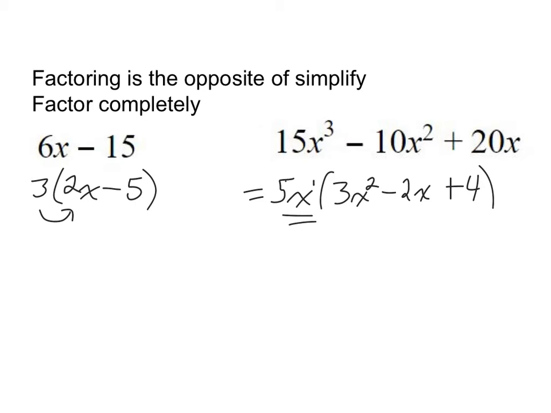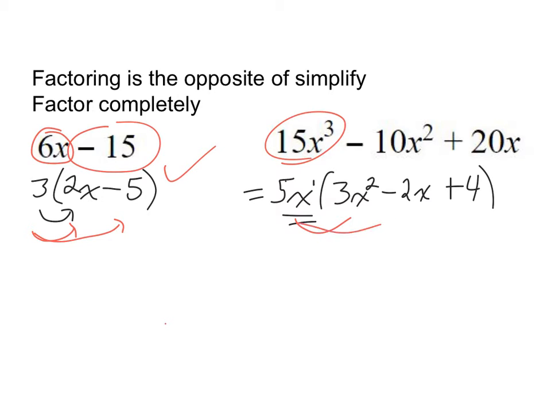And then, of course, you could use your expand and simplify to check. So if you were going to, just in your head, you don't have to do it formally. In fact, you shouldn't do it formally because then it doesn't look like you factored. But you could just quickly go 3 times 2x would give me the 6x, and 3 times -5 would give me -15. So you know you're right without even looking at the back of the book. You can do a check quickly yourself. 5x times 3x squared would give me 15x cubed. 5x times -2x would give me that. And 5x times 4 would also give me that. So I know that I'm correct.